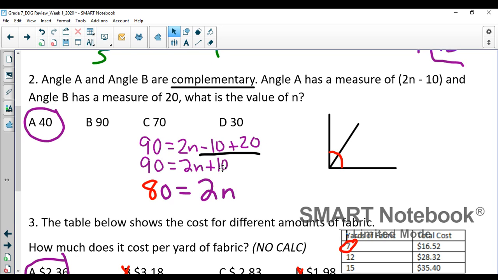If you have a 30 here, you did not combine your like terms correctly, and that will throw off your whole answer. So 90 equals 2n plus 10. You take 10 away from each side. You get 80 equals 2n. You divide each side by 2, and you get n equals 40.